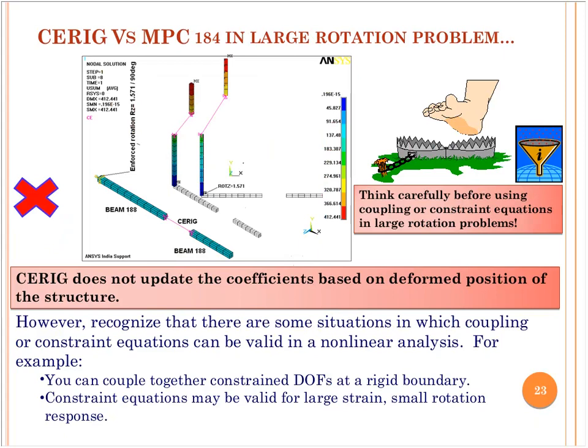However, CE rigs can take care of large strain problems. Also, you can use them to create a bonded contact between two rigid surfaces and so on. So think about it. If you have a problem which undergoes a large rotation, we don't recommend using CE rigs. Instead, we recommend using MPC 184 elements.